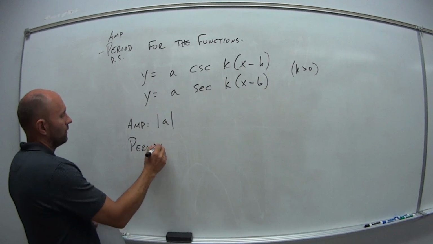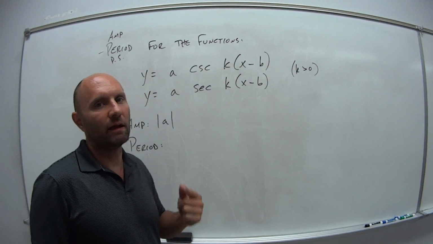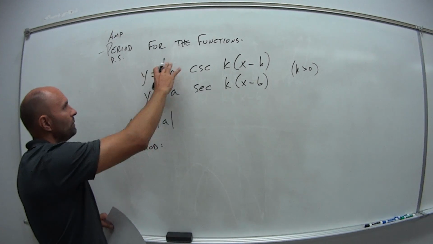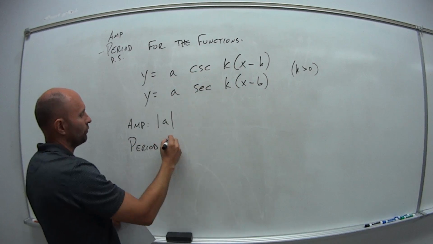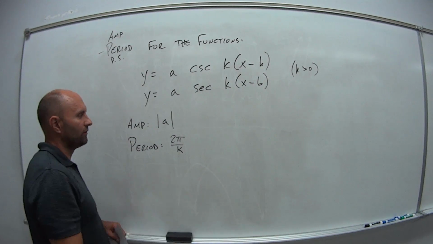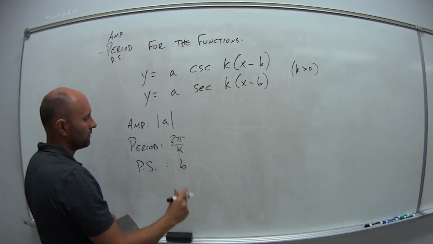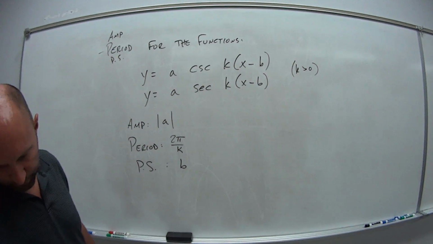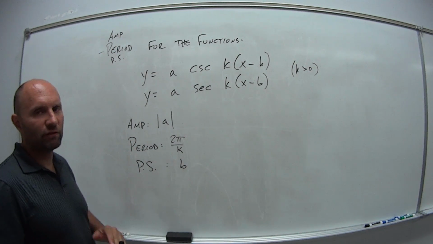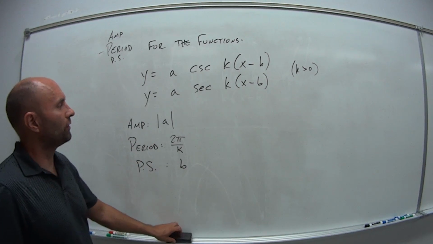Period. Well, cosecant and secant are related to what? They're related to sine and cosine. What's the period for sine and cosine? 2 pi. So the period for these equations would be 2 pi over k. Same as sine, same as cosine. And phase shift is just, again, our value of b. So really amongst all this, the biggest change was our period if we have a tangent or cotangent graph that we're dealing with. Other than that, all done the same.